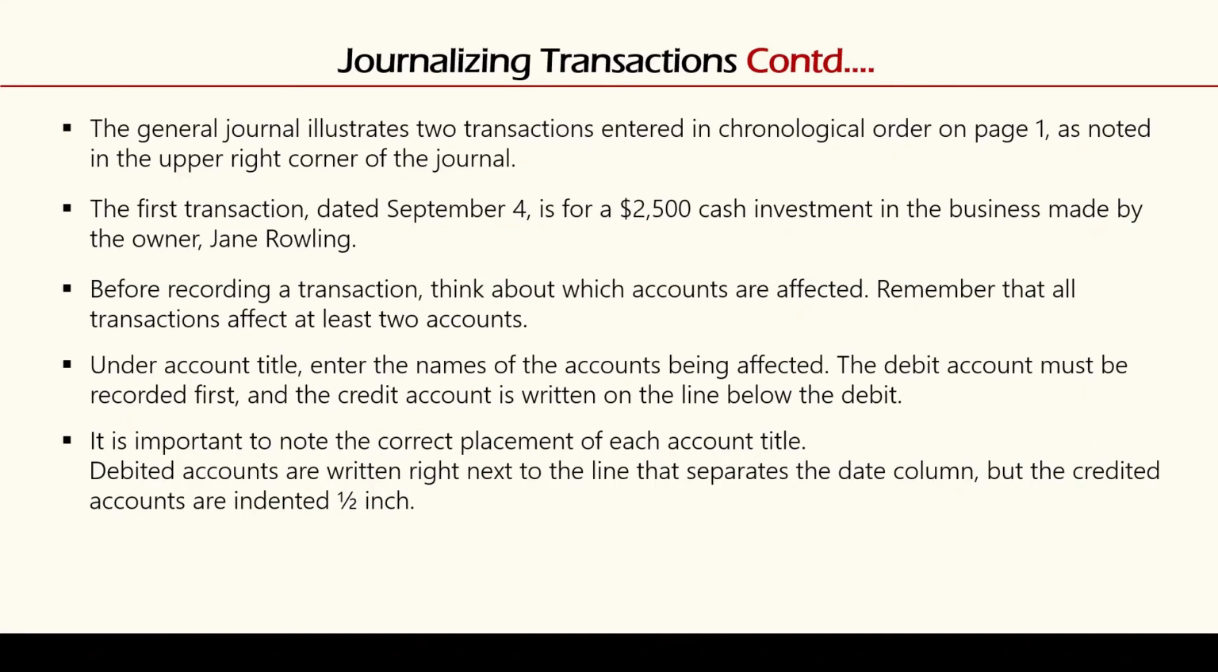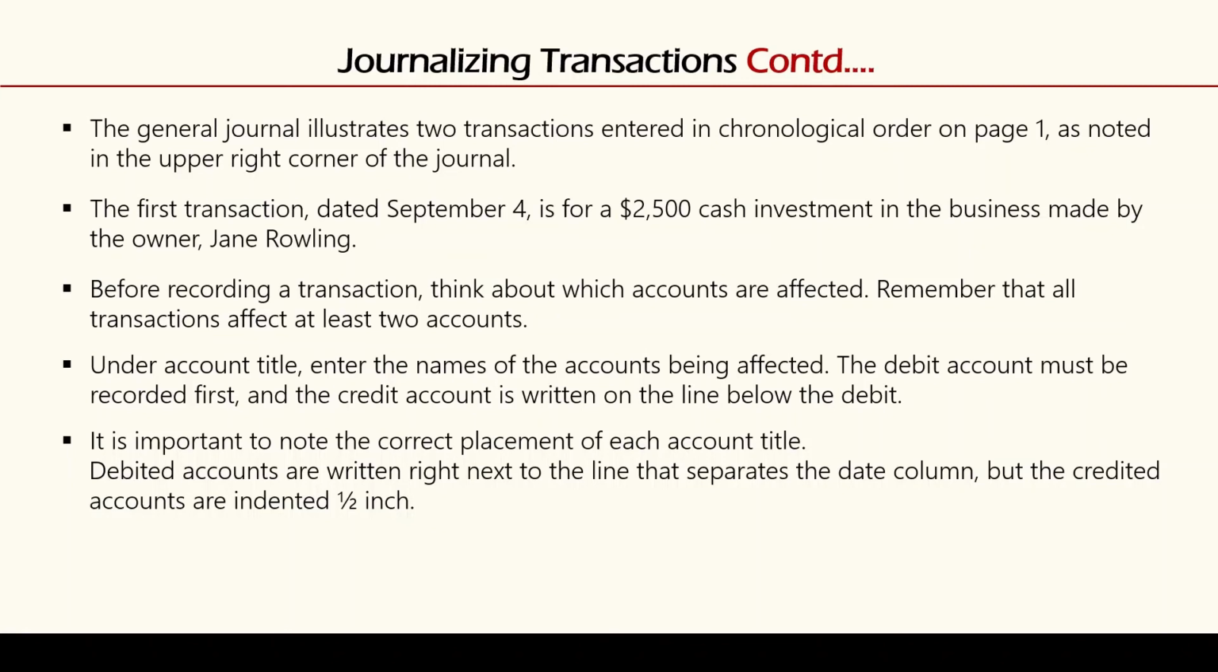The general journal illustrates two transactions entered in chronological order on page 1 as noted in the upper right corner of the journal. The first transaction dated September 4 is for a $2,500 cash investment in the business made by the owner, Jane Rowling. Before recording a transaction, think about which accounts are affected. Remember that all transactions affect at least two accounts.